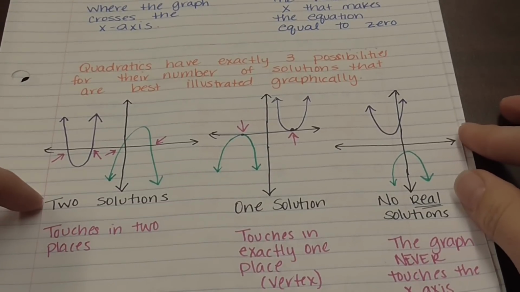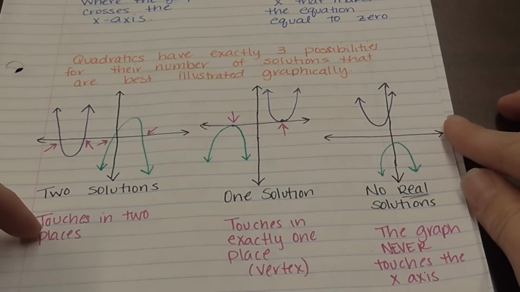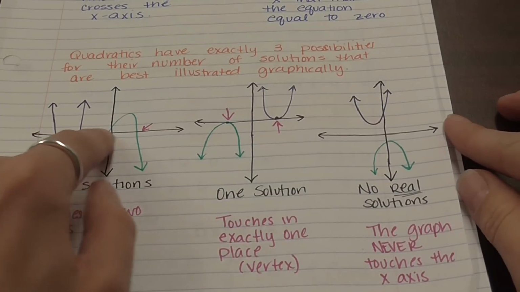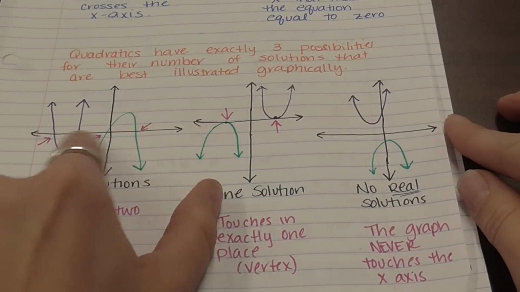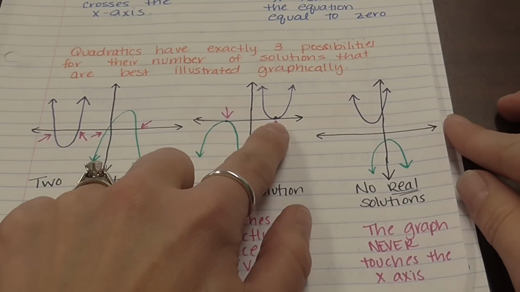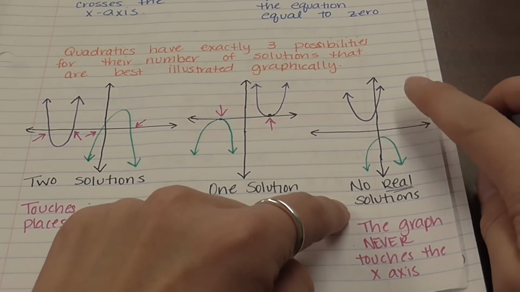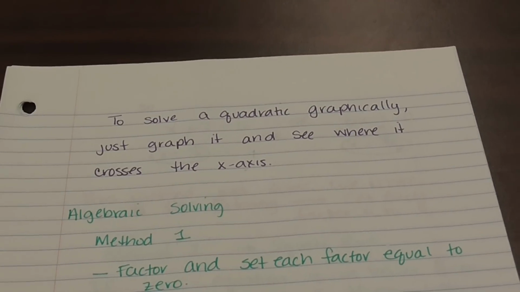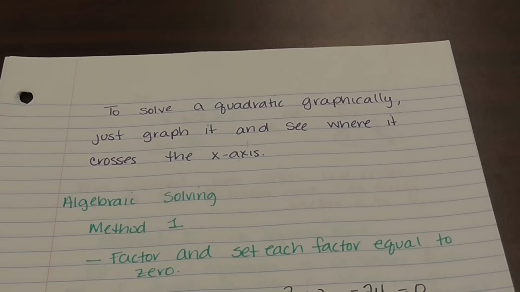If it has two solutions, it touches in two places. If it has one solution, it touches in exactly one place. What I'm saying is it touches the x-axis in either two places, the vertex is on the x-axis touching it in exactly one place, or there are no real solutions where the graph actually never touches the x-axis whatsoever. So to solve a quadratic graphically, you graph it and you see where it crosses the x-axis.